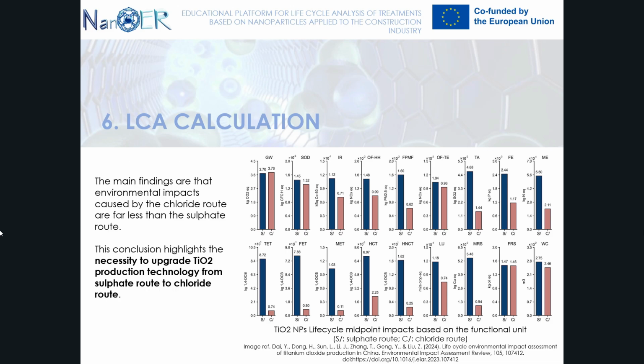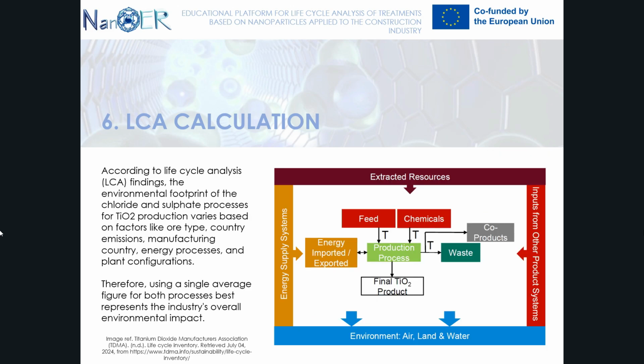The main findings are that environmental impacts caused by the chloride route are far less than the sulfate route. This conclusion highlights the necessity to upgrade CO2 production technology from sulfate route to chloride route. According to some findings, as a result of the life cycle analysis, it was found that in some cases the chloride process has a lower footprint and in other cases the sulfate process.